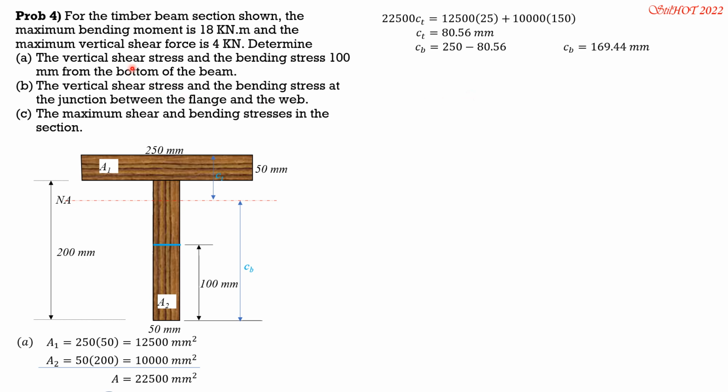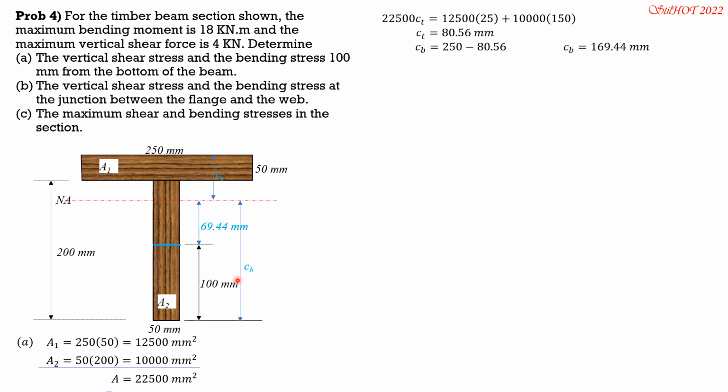So for the vertical shear stress here, let's consider the area at the bottom. You can also consider the area at the top, but it's a bit complicated. There are two areas involved and a portion of the area is below the neutral axis, another portion above the neutral axis, so it will be a bit complicated. So instead we use the area at the bottom, then from the formula.